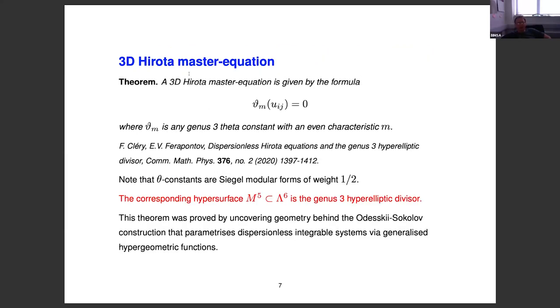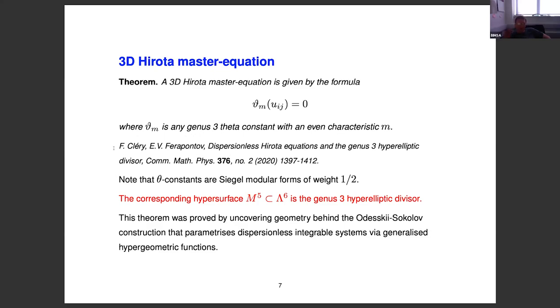Okay, now what is this master equation? The master equation is the equation corresponding to this open orbit. All master equations are equivalent. So I claim that the Hirota master equation is given by the formula theta_m of second order derivatives equals zero, where theta_m is any genus three theta constant with an even characteristic. On the next slide, I will define what this means, right? Theta constant with an even characteristic. And this was proved in our paper with Fabian Clery, based on the construction by Odesskii and Sokolov.